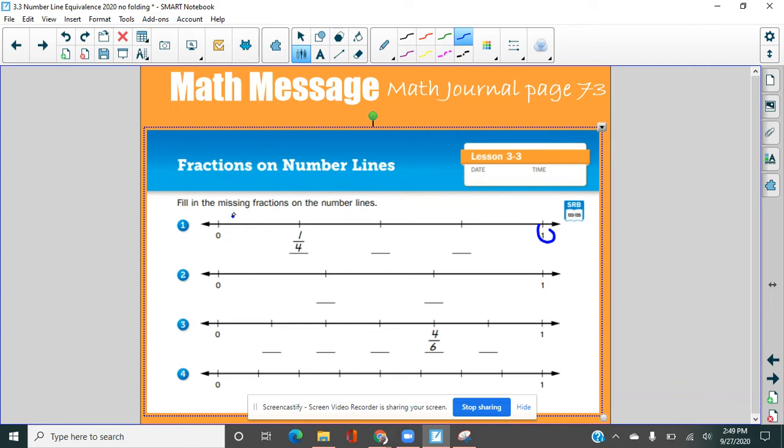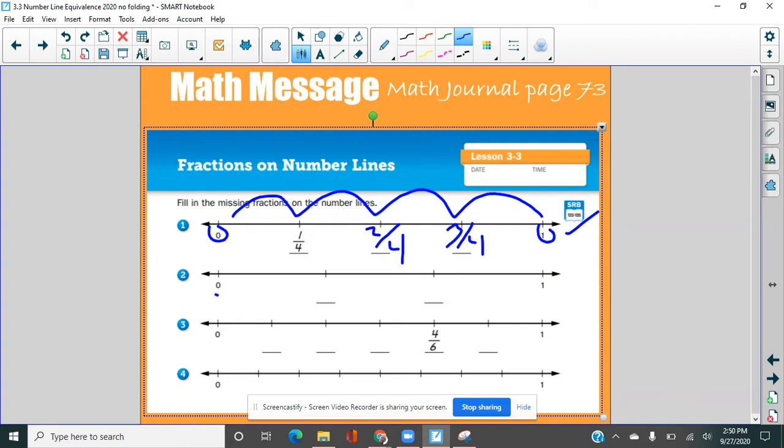So when I look at the jumps here, there's 1, 2, 3, 4 jumps. So this line is broken into 4 pieces. So if I go to one of those pieces right here, that's 1 out of 4 jumps. This would be 2 out of 4, 2/4. This would be 3/4 of a jump, right? So counting the jumps between the 0 and the 1 is super, super critical here.